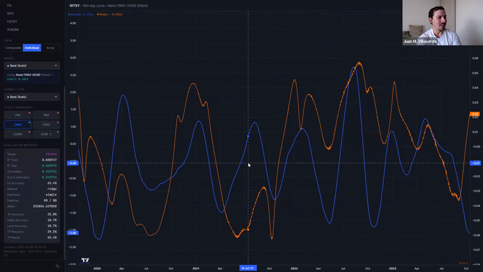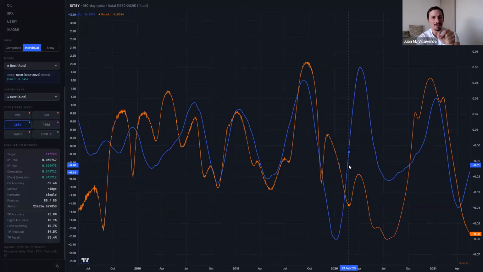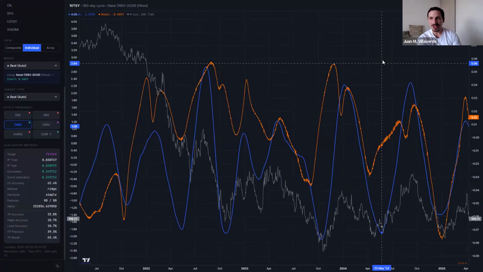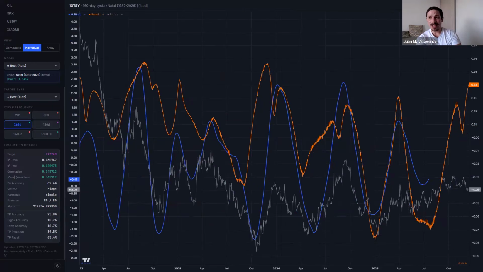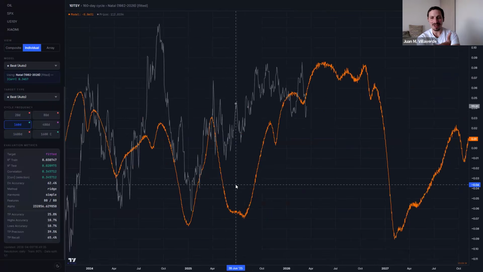So these two are tightly correlated. The blue line is the trainer, and I'm training the model on that blue line to produce the orange line. And then this is just price. But to be honest, once you have the orange line, you can get rid of the blue line. You don't need it. You can just look at this to see how it shapes out, how it actually correlates with price action. So I hope that explains it.